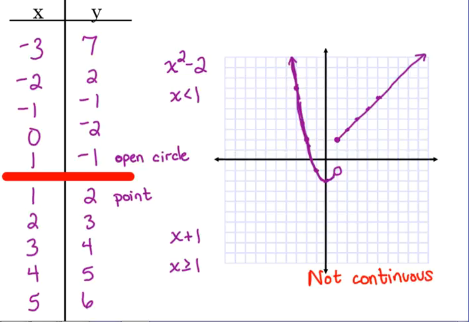Now, if all they ask you is whether this piecewise function is continuous, you don't have to graph it to figure that out. You just need to know, at the point where it changes, does it have the same y value? If it does, then those pieces are going to meet, and it is going to be continuous. These do not have the same y value, so there's a gap, so it's not continuous.